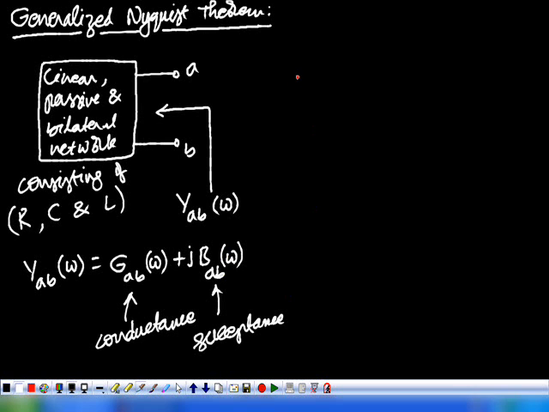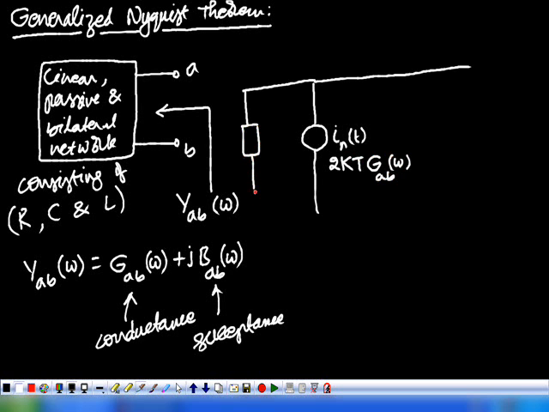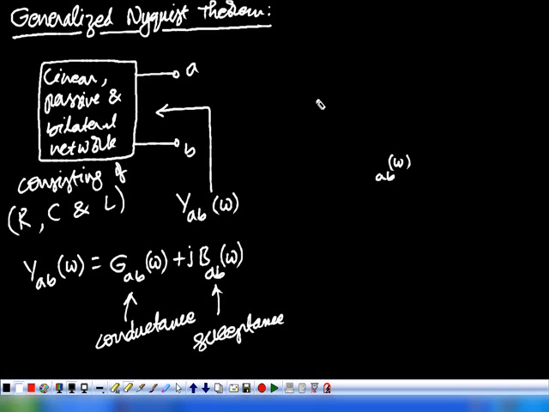Then this network can be replaced by a current source IN of t with power spectral density 2 kT GAB of omega in parallel with the admittance YAB. So this is the GAB of omega and this is the j into BAB of omega. I redraw this. This is the simple extension of the previous case.